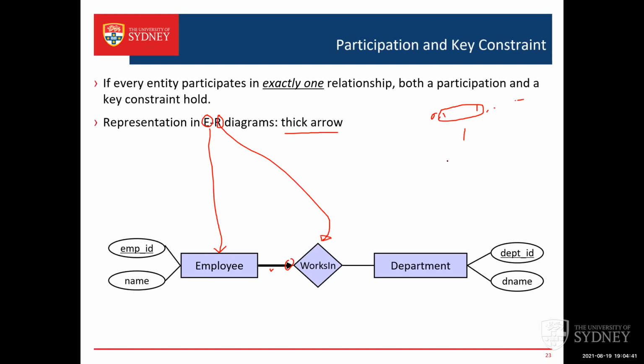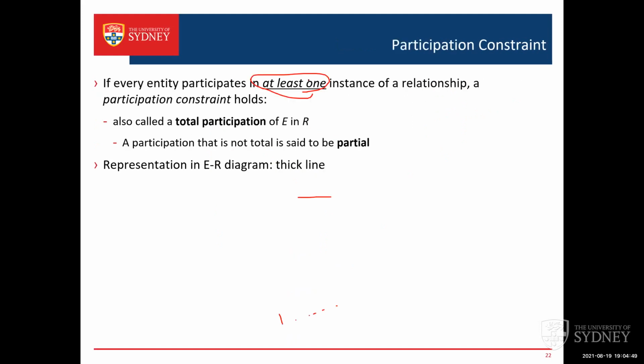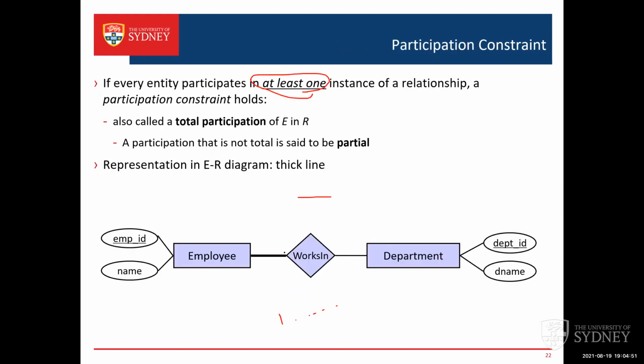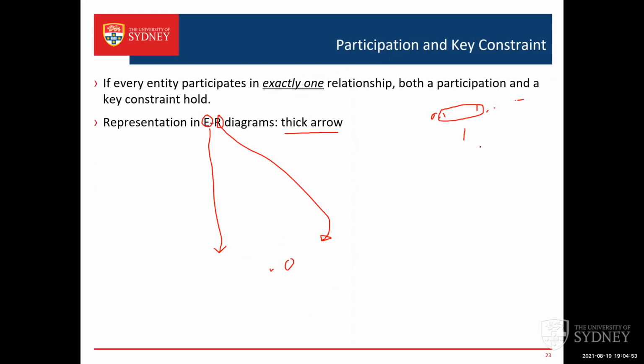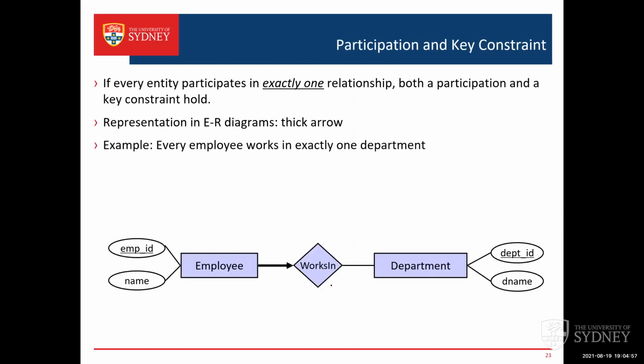Right. So 3 things I tried to explain. First one is at most 1. We'll represent that one using an arrow. At least 1, we'll represent that one using a thick line. Exactly 1, we'll represent that one using a thick line and an arrow. So that will be thick and there will be an arrow. Okay, so that is exactly 1.